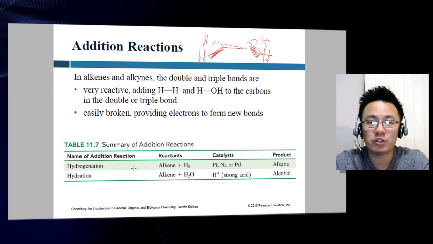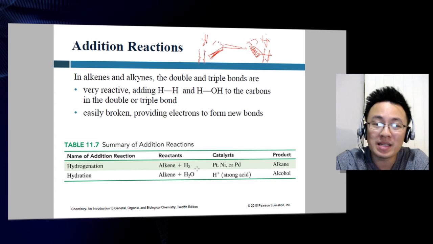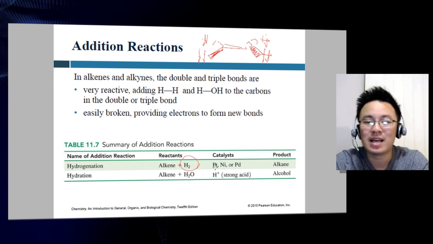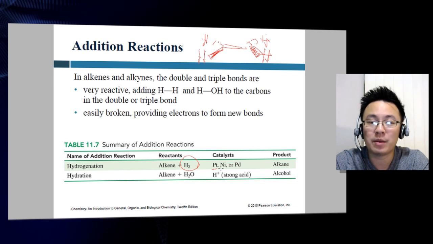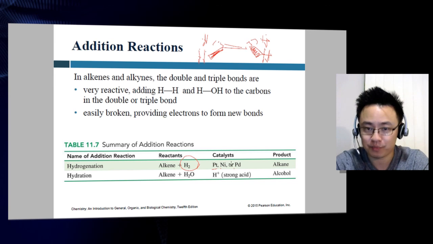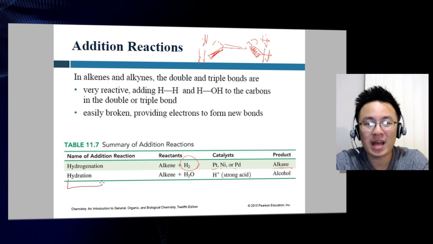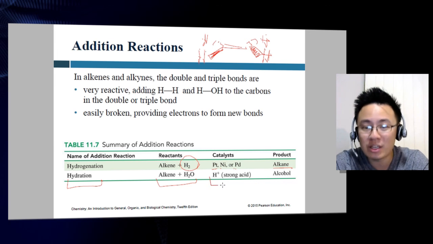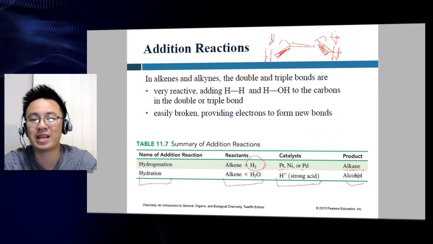So hydrogenation is when you take an alkene and mix in hydrogen gas, with a catalyst like platinum, nickel, or palladium, and you can form an alkane. And same thing with hydration. If you were to take an alkene and mix it with water, using a strong acid, you'll be producing an alcohol.